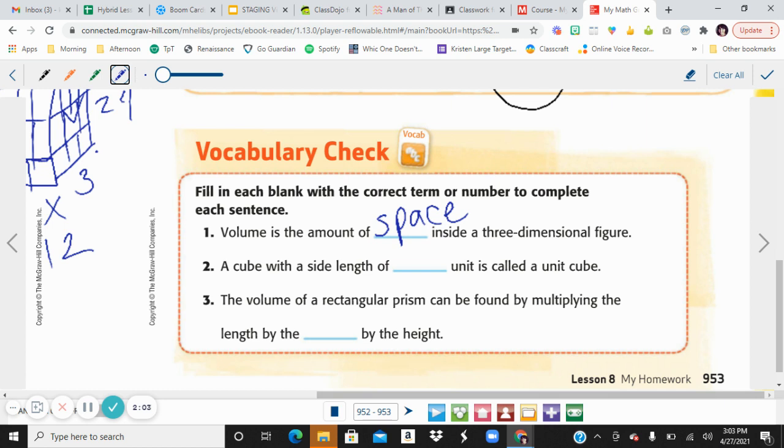A cube with a side length of 1 unit is called a unit cube. So here's a 1 unit cube. It's 1 wide. The volume of a rectangular prism can be found by multiplying the length by the width by the height. Volume equals length times width times height. You can pause it here if you still need to write those down, but we're going to turn to the next page.